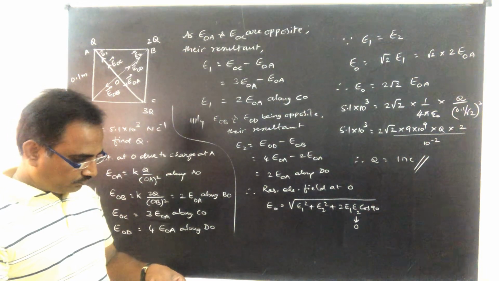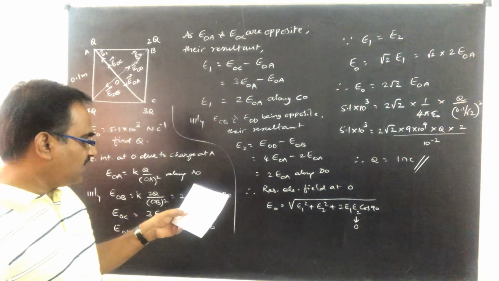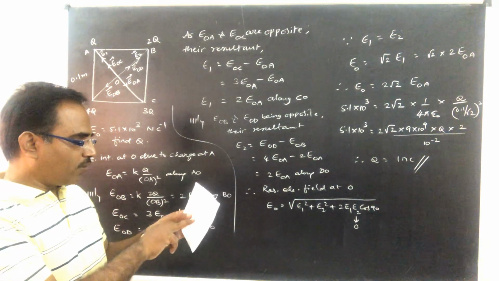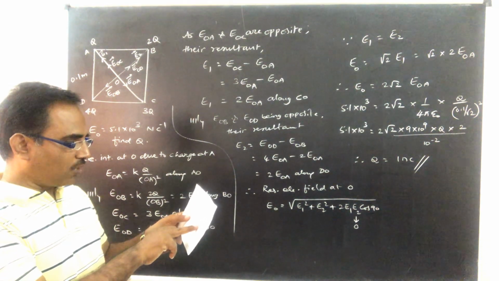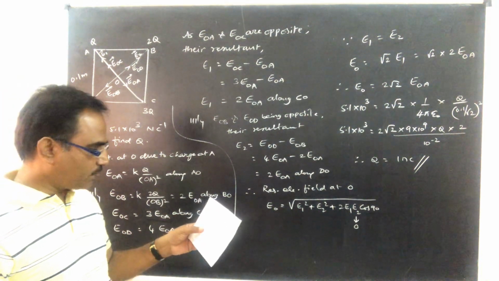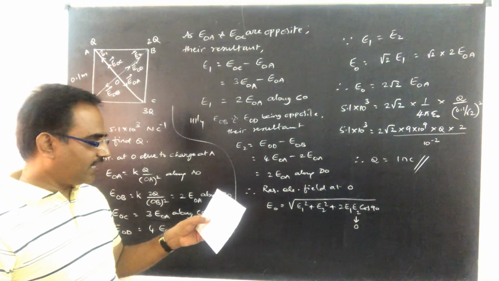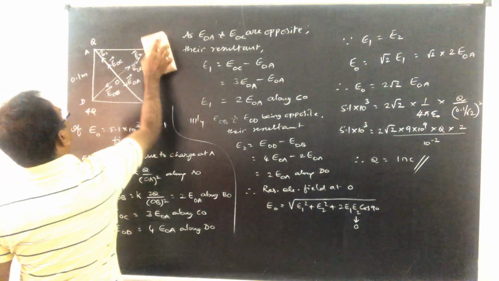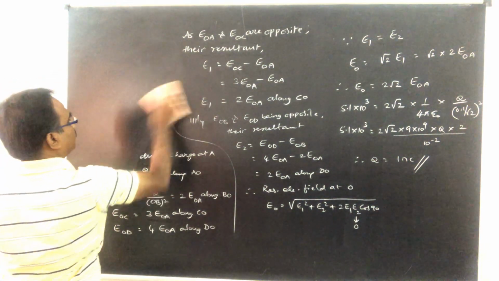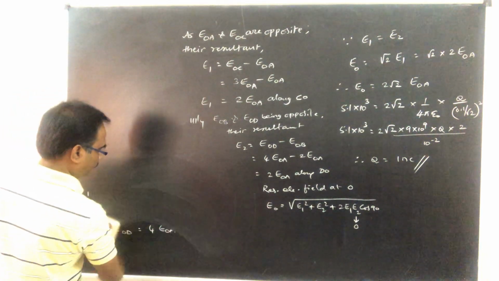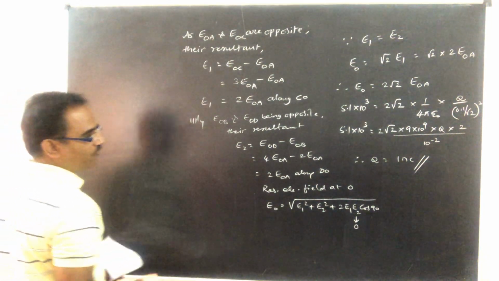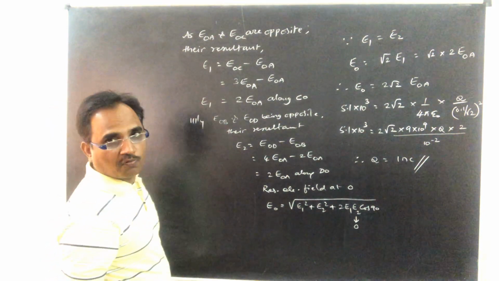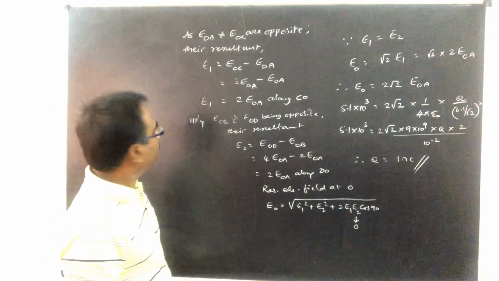Here is a problem. ABCD is a square of side 0.2 meter. Charges of 2 nanocoulomb, 4 nanocoulomb and 6 nanocoulomb are placed at the corners A, B and C respectively. Calculate the electric field at D. So this is a slightly different problem. In case you could not get this answer, just go through this solution and find out where you committed the mistake.